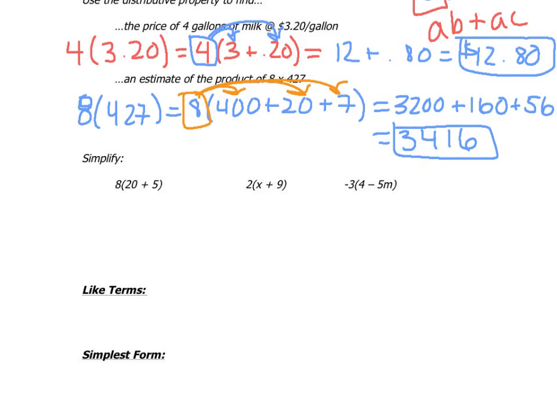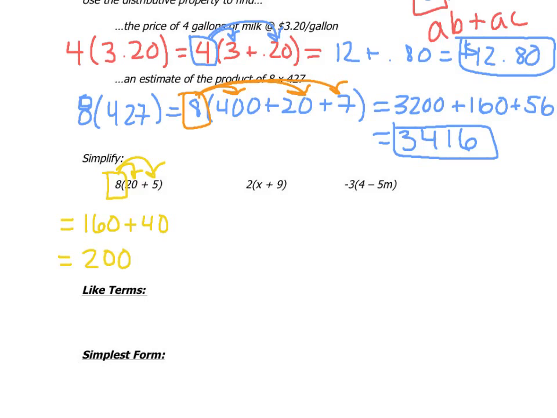Now we can do this with other parentheses that have other things going on. So let's say I have 8 times 20 plus 5. I could multiply the 8 to the 20 and to the 5. Gives me 160 for the first one and 40 for the second one, which adds up to 200. Now notice how I don't forget the last number.